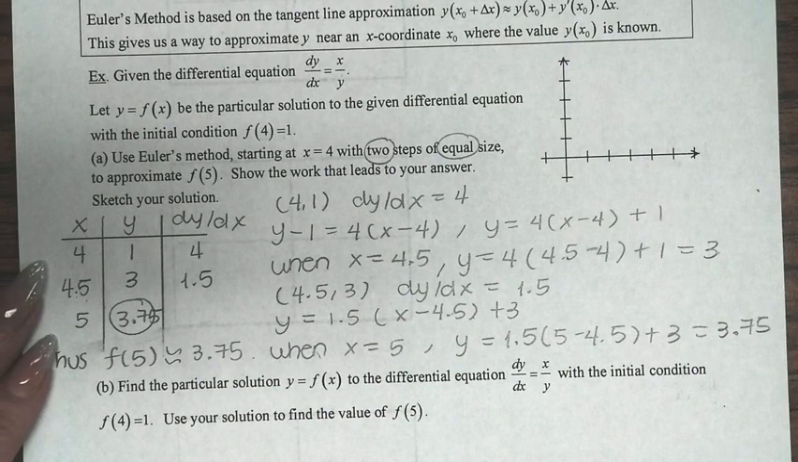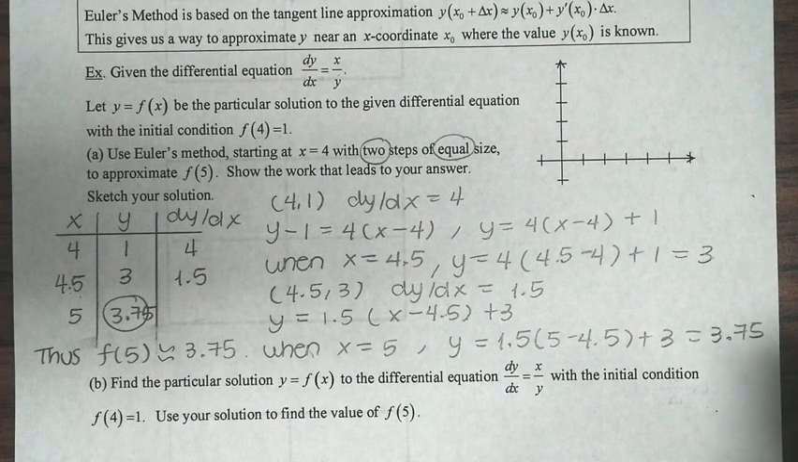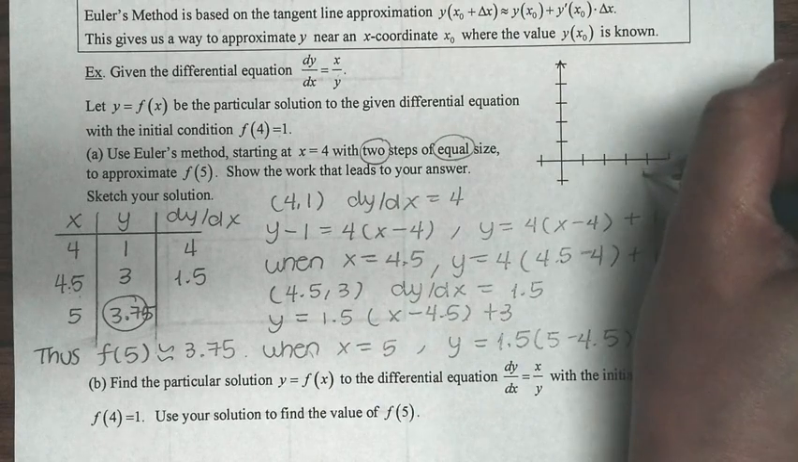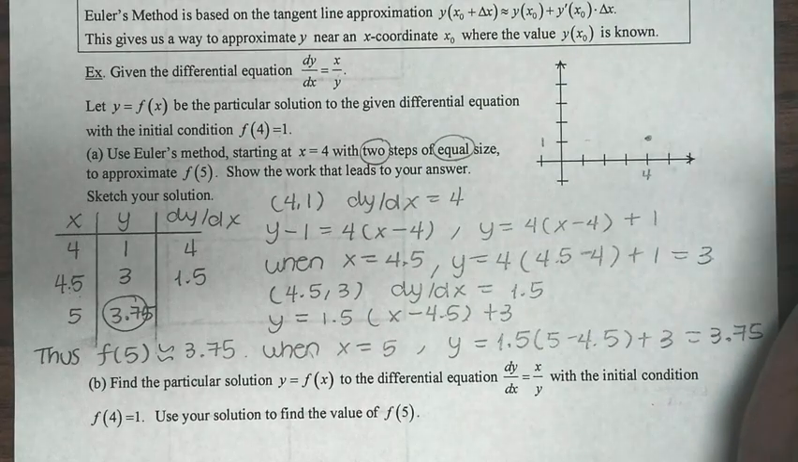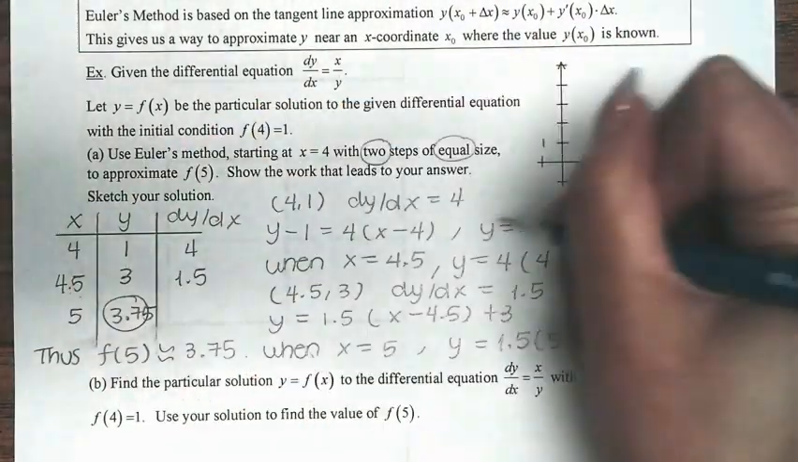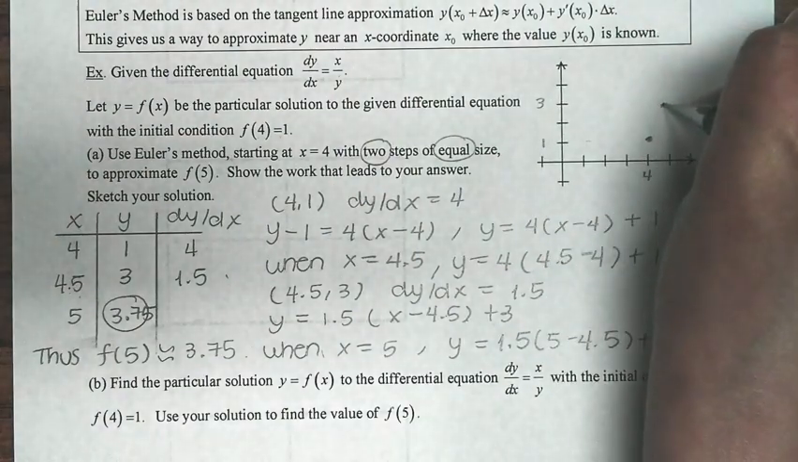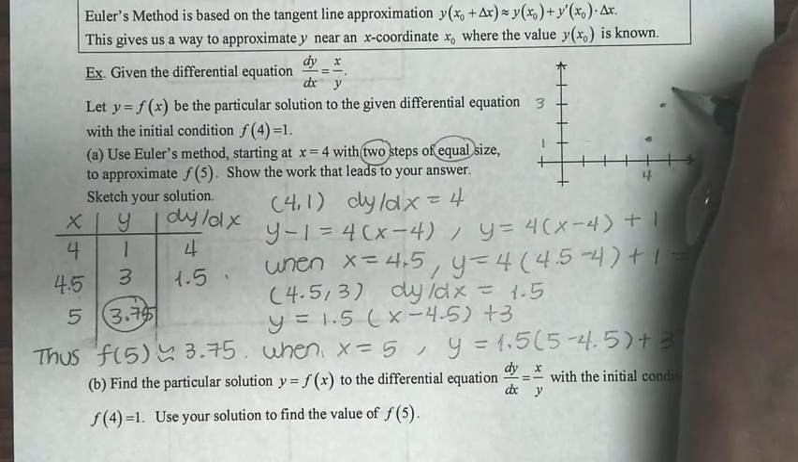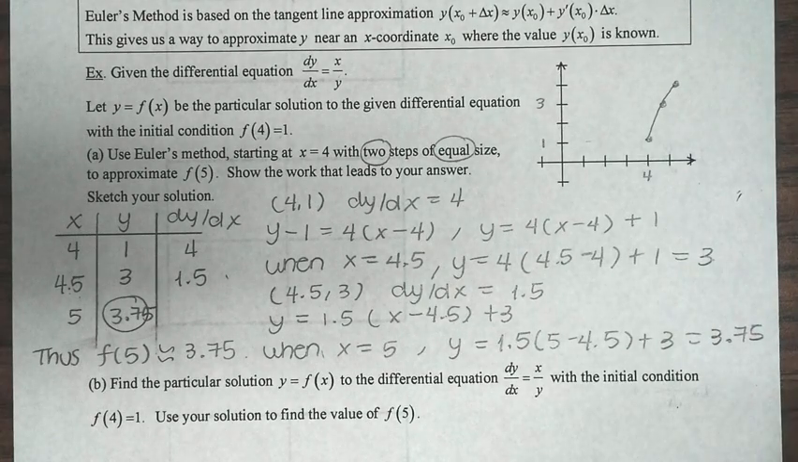So how can we graph this? If we want to graph this equation, my initial point is going to be the point (4, 1), which is here. This is your beginning. The second point was (4.5, 3), so 4.5 is around here, and 3 is here. The third point is going to be (5, 3.75). So you have something along the lines of this. If you connect the dots, this is your Euler's approximation.